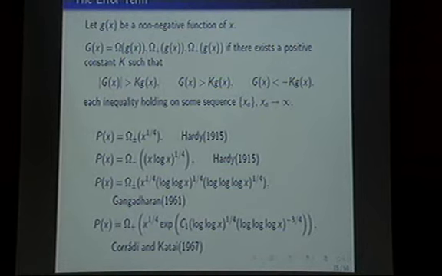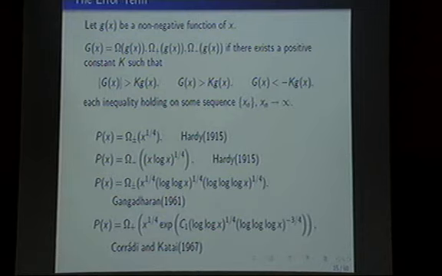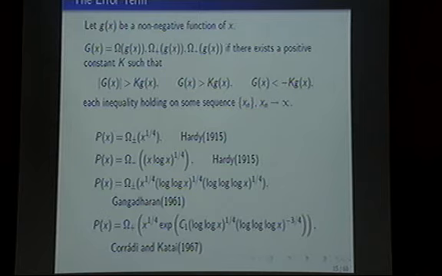If g of x is a non-negative function, then capital G of x is omega of small g if there exists a positive constant k such that the absolute value of G of x is greater than k times small g of x on some sequence of x_n's tending to infinity. Not all sequences or anything, but just some sequence. And if we want to keep track of the sign, we have these 2 further definitions.